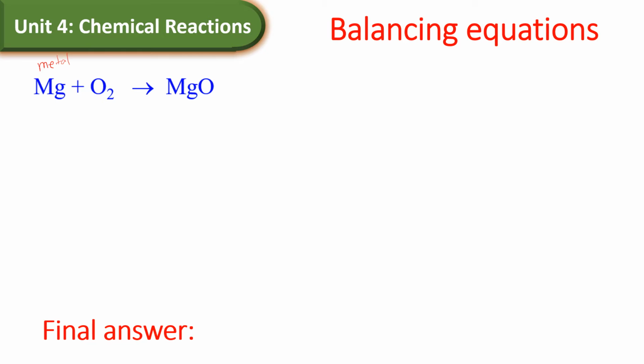And O2 here is a non-metal. So we are forming what? An ionic compound or ionic bond. So how do we name this one? MgO. Okay, you name it magnesium oxide. So this is magnesium oxide.